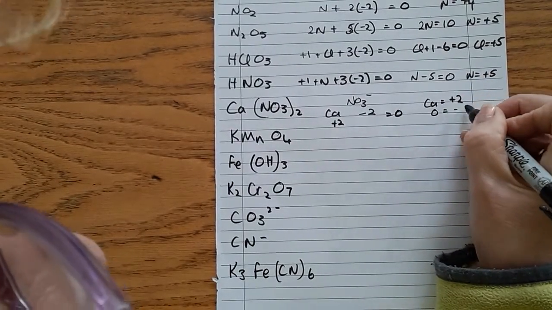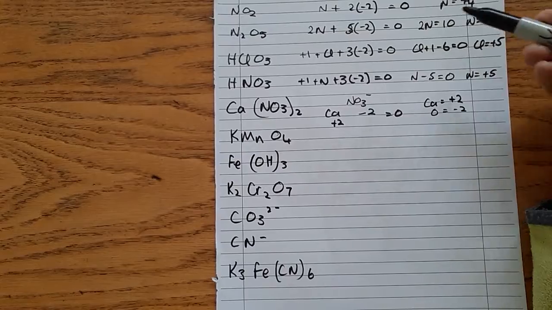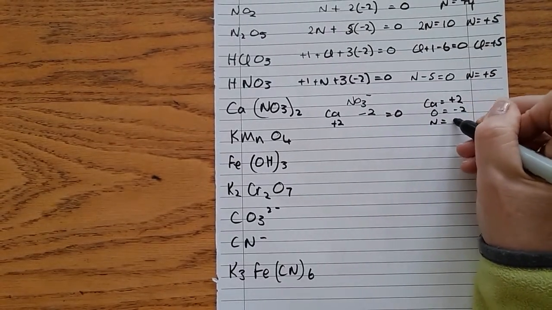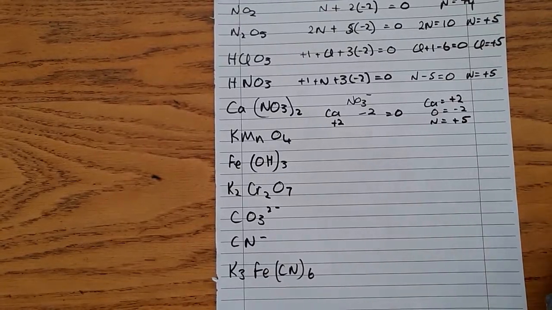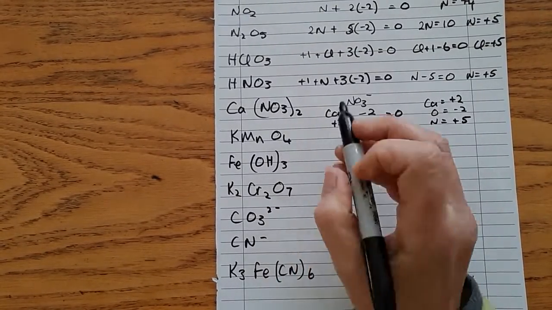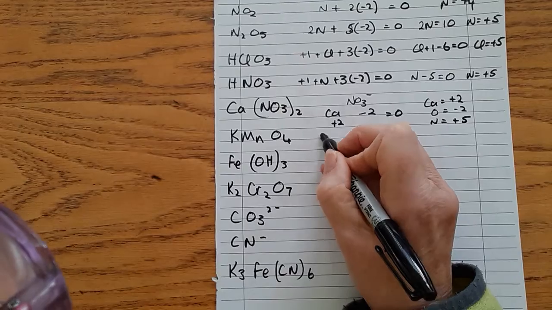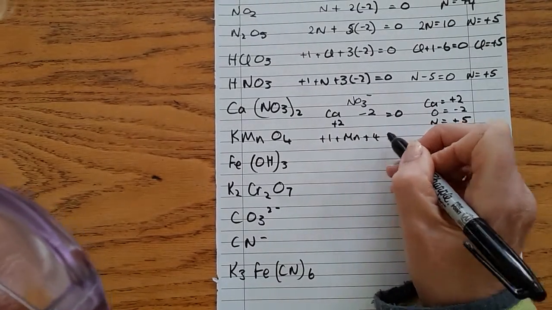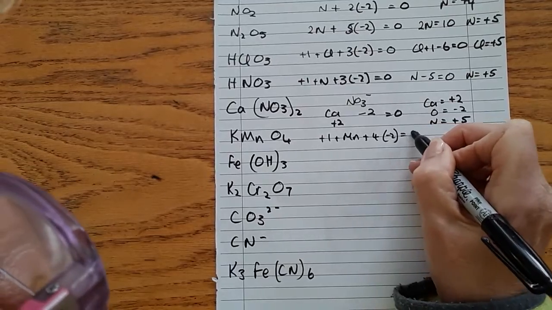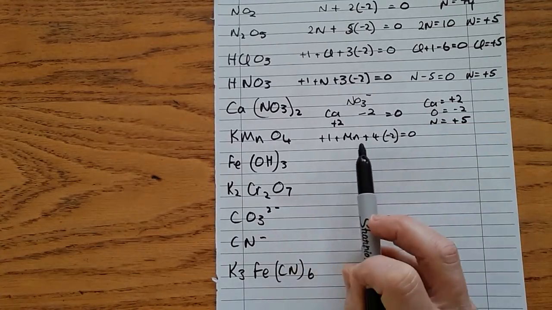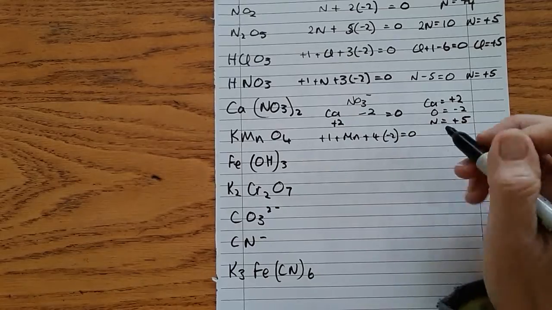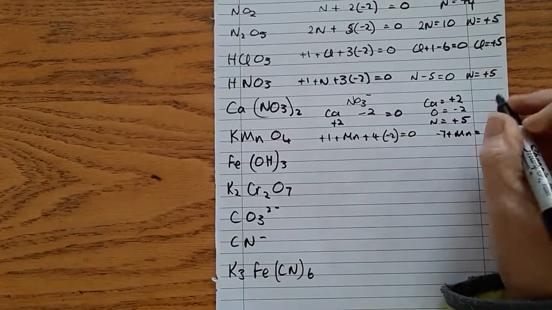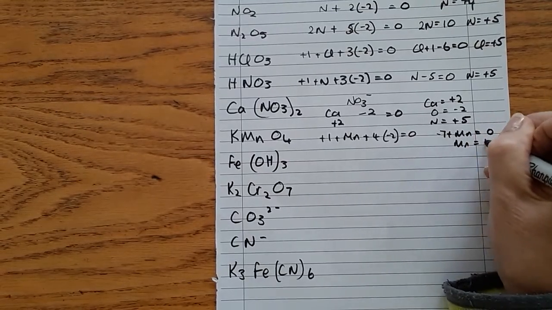Oxygen will be -2. I have 3 of them. That's -6, contributing an overall charge of -1, which means the nitrogen again has to be +5. Potassium is in group 1, so it's always going to be +1. Manganese, I'm not too sure about. Plus 4 oxygens is 4 -2s. Overall charge of 0. So that will give me -8 plus 1 is -7. So -7 plus manganese has to be equal to 0, which means that manganese will be +7.